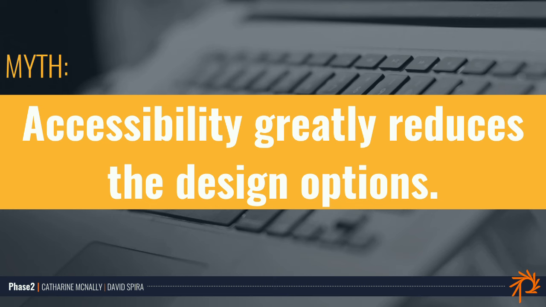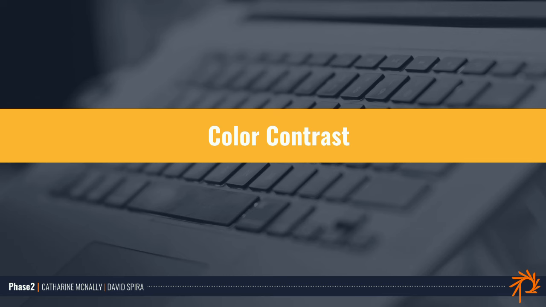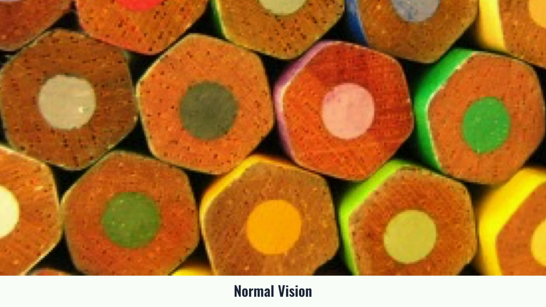Okay, and there are a lot of ways that you can make a website inaccessible, but the big ones we're going to talk about today. First one is going to be color contrast. This is my personal favorite. So this is a photo of some colored pencils. This is what it looks like for people with normal vision.